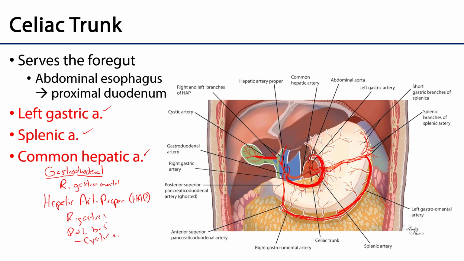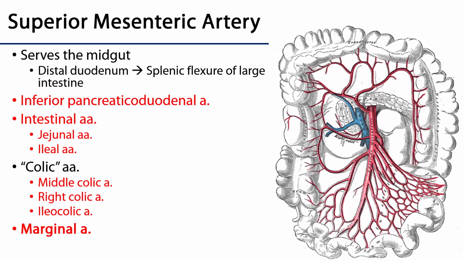So that's the celiac trunk, and to see this in dissection you really have to dissect deep. That abdominal aorta is retroperitoneal, so it is in the retroperitoneal space, and you'd have to dissect down to see that celiac trunk. The next major visceral branch is the superior mesenteric artery.